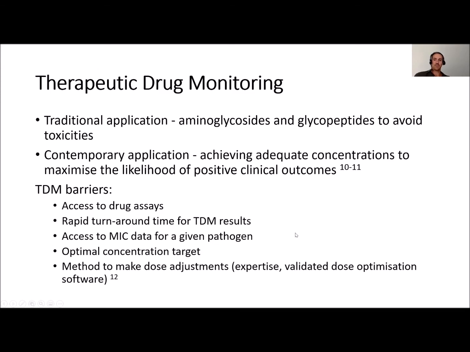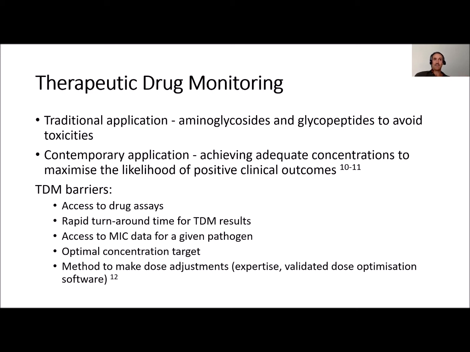Let's move on to TDM, which I won't spend too much time on because, as Jason said, there's probably going to be many talks that go into this in more detail. Traditionally, it's been used for antimicrobials to avoid toxicity, such as aminoglycosides and glycopeptides. And obviously the contemporary application is more about achieving concentrations that maximize the likelihood of positive outcomes.